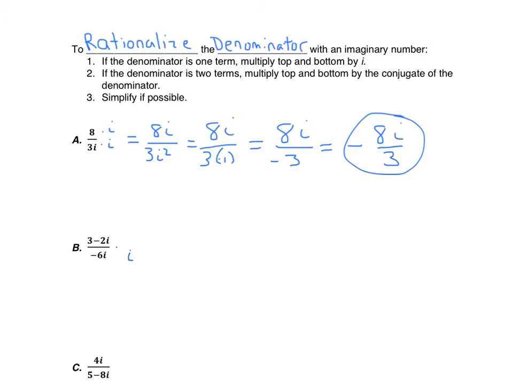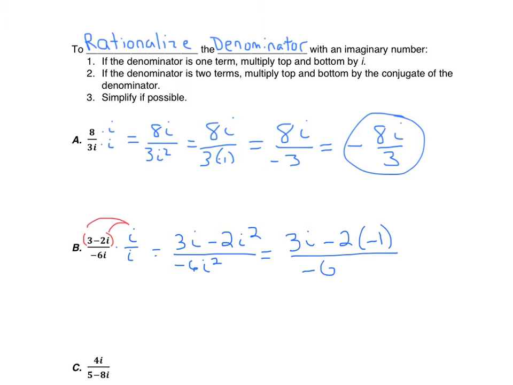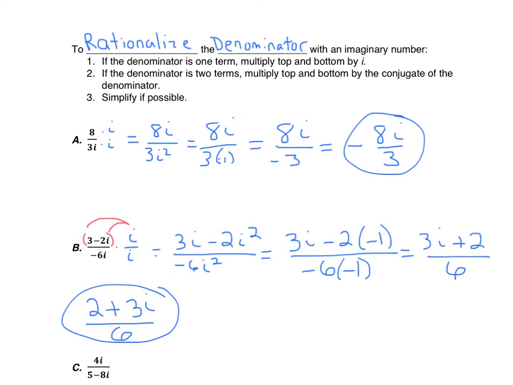There's an i in the denominator, so let's multiply by i over i. And then because the top has a minus sign, we have two terms, I need to distribute i to both. So I get 3i minus 2i squared over negative 6i squared. i times i is i squared, which becomes 3i minus 2 times negative 1 over negative 6 times negative 1. So on the top I have 3i, negative times a negative is a positive 2, negative times a negative on the bottom is positive 6, and we always write the real value first, so 2, and then the imaginary second, all over 6. And since I can't divide 2, 3, and 6 by the same number, this would be our answer. Let's look at letter C.